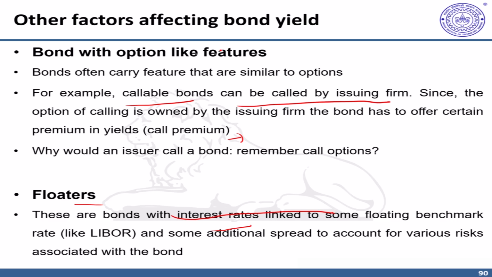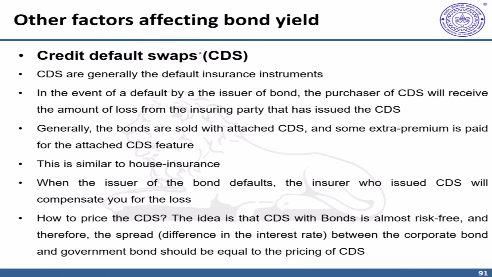For example, if investors expect interest rates to rise, they may prefer these floaters, and if they expect interest rates to fall, they may not like the floater. So depending upon the prevailing demand supply scenario, the firm may have to offer a premium or discount on such floaters. Bonds often have CDS features attached to them.